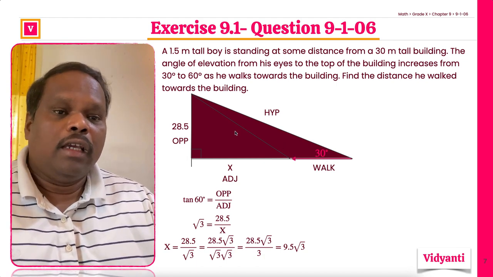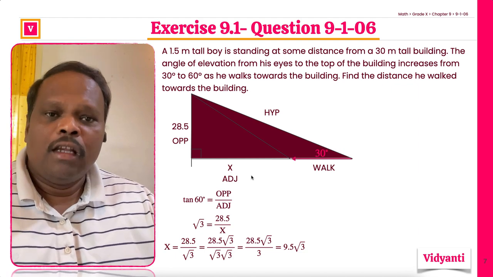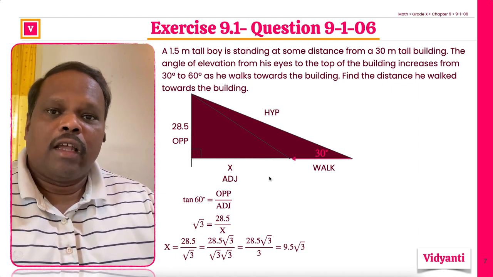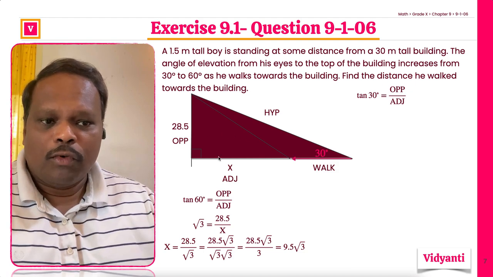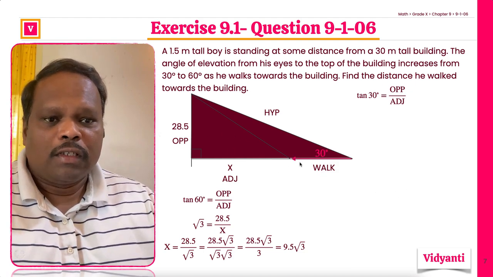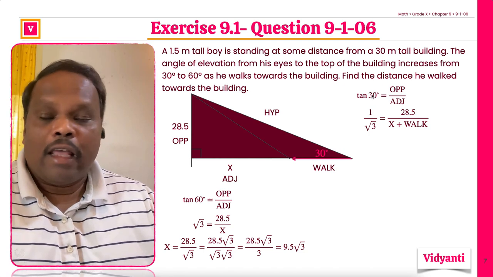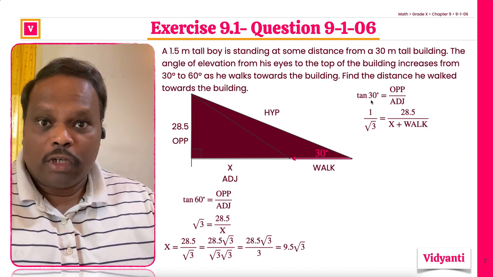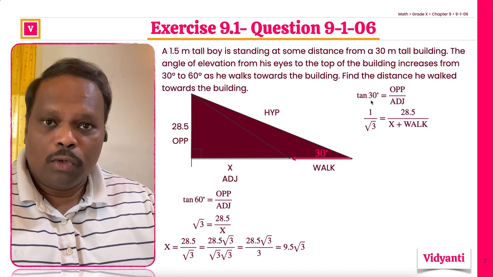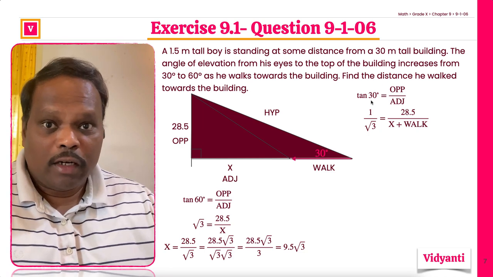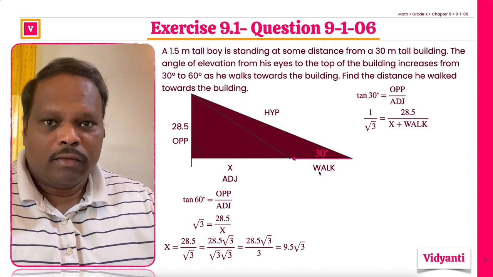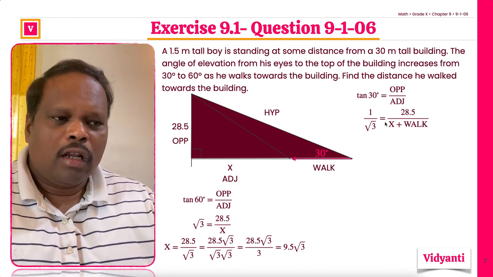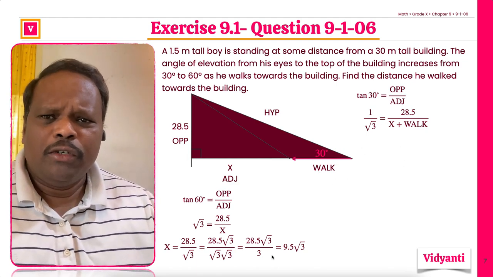So we are again going to correlate opposite with adjacent. We write tan, but this time for 30 degrees: tan of 30 degrees is opposite over adjacent. 30 degrees is a standard value, so tan of 30 degrees is 1 over root 3, as given in the table. And the adjacent is this complete distance, which is x plus walk. Now we have calculated x, and we will substitute that.